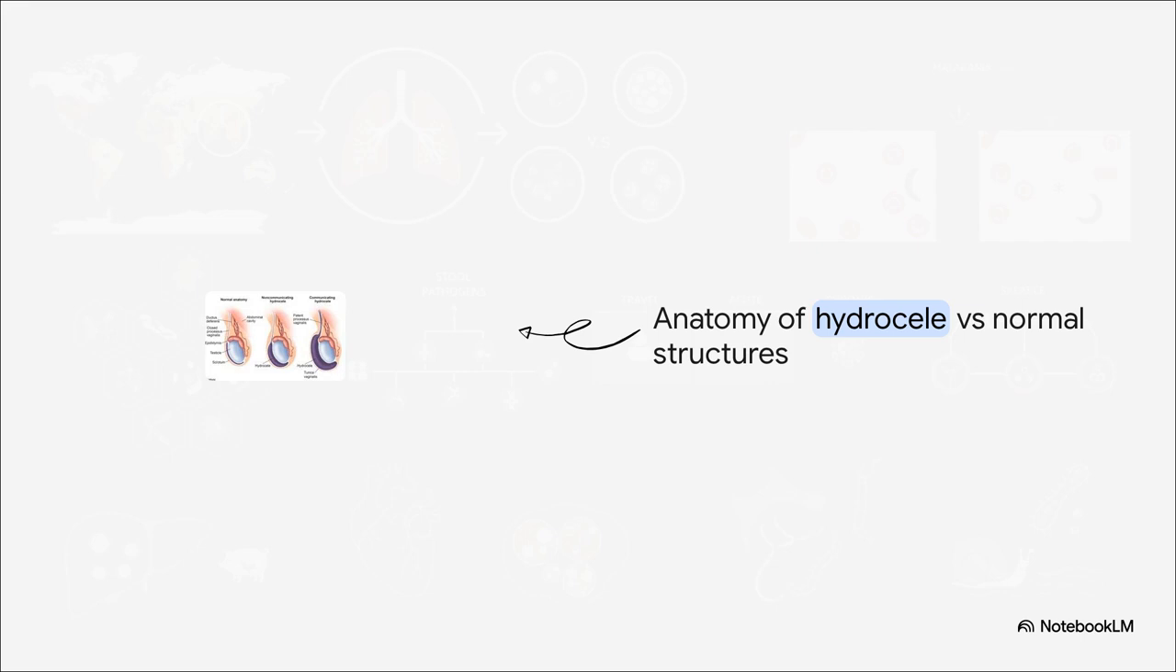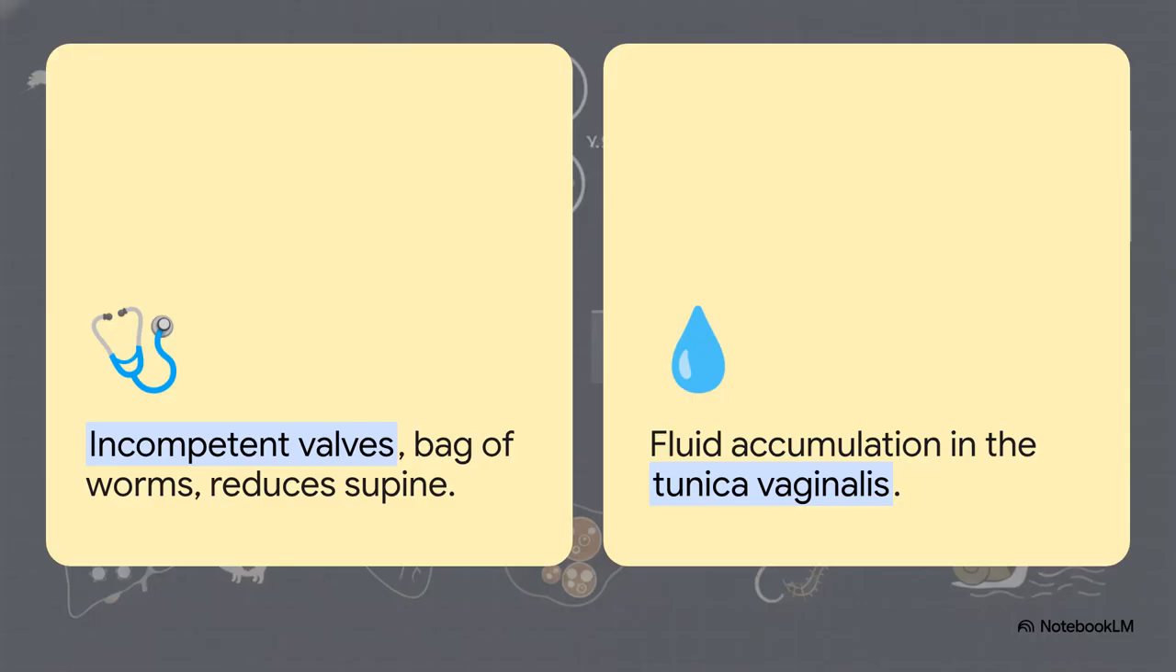It can be communicating, where the patent processus vaginalis lets fluid from the abdominal cavity flow down, or it can be non-communicating. We really need to clearly contrast this fluid-filled presentation against our varicocele vignette. You've got to cement this difference.